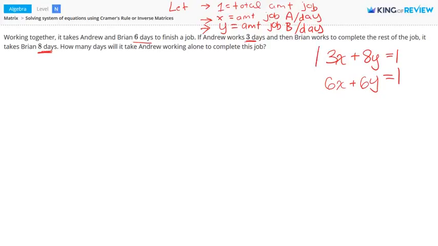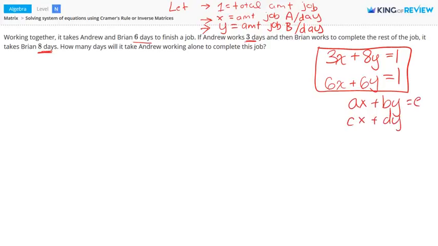So we have our system of equations here. We have 2 equations and 2 variables. And you can see that these equations are in the form ax plus by equals e and cx plus dy equals f. So we want to solve for x and y. And we can do this using a method called Cramer's rule, which uses determinants to solve a system of linear equations. And that's what we want to do here. We want to solve this system.